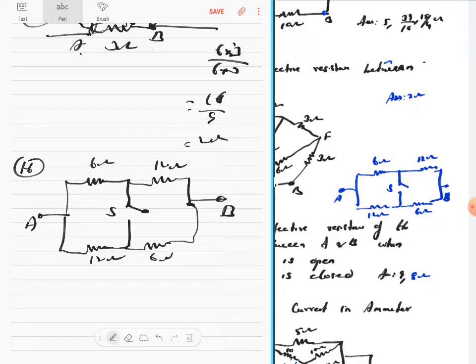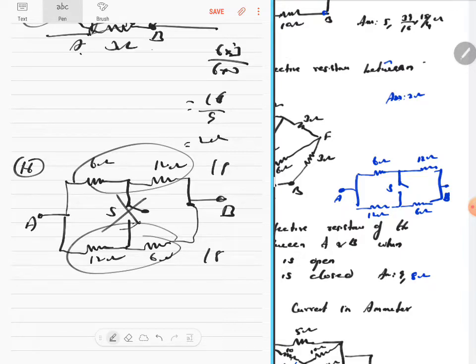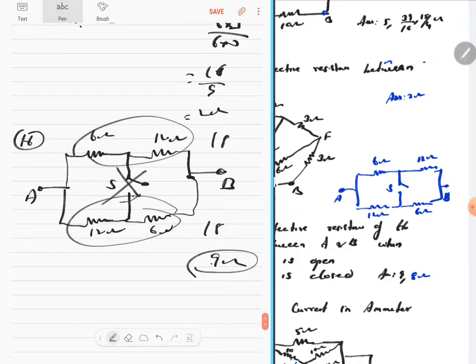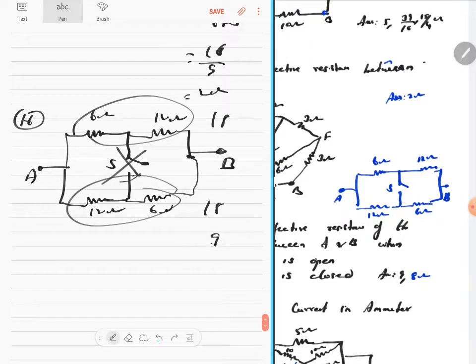So this is the circuit. If the switch is closed, it's different. Switch is open means it's different. Come here. If the switch is open, there is no current which flows through here. So these two will become series, these two will become series, and those two will become parallel. Very simple. This is 18 and this is 18. 18 into 18 by 18 plus 18 is 9 ohms.